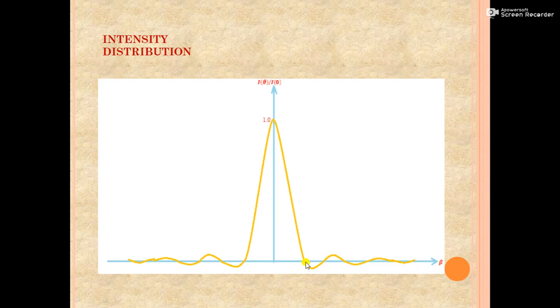According to our calculation, the positions of the minima are pi, minus pi, then 2 pi, minus 2 pi, then 3 pi, minus 3 pi, and so on. And the position of the first maximum is 1.43 pi, the second maximum is 2.46 pi, and accordingly the third is 3.47 pi, and so on. So this gives the intensity distribution of the diffraction phenomenon.